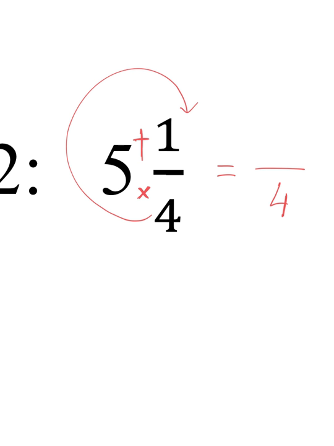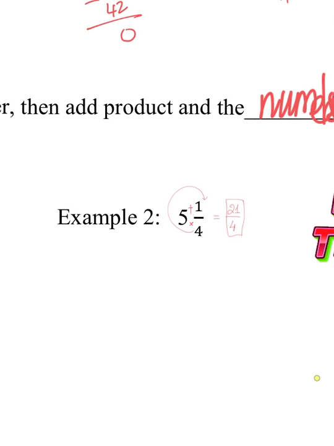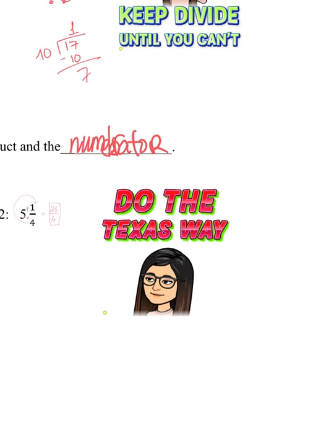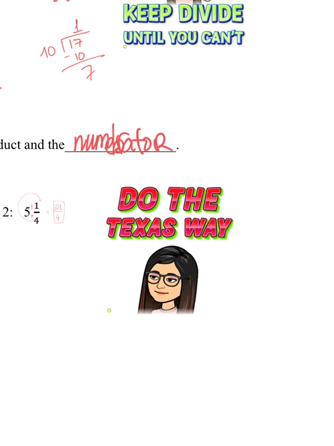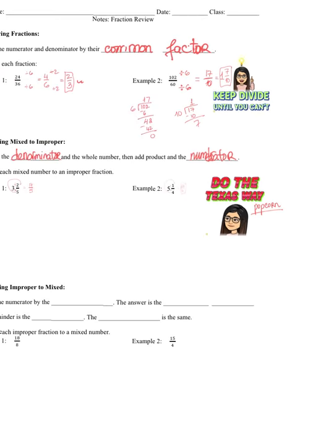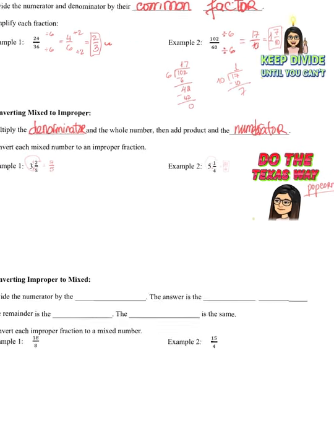So we're gonna do multiply first, kind of like PEMDAS. We multiply before we add. So what is 4 times 5? 20. 20 plus 1, 21. That is your improper fraction from the mixed number 5 and 1/4. Good job. Okay, see? Do the Texas way. I would say Texas popcorn. Okay, it's just a funny way to say it.